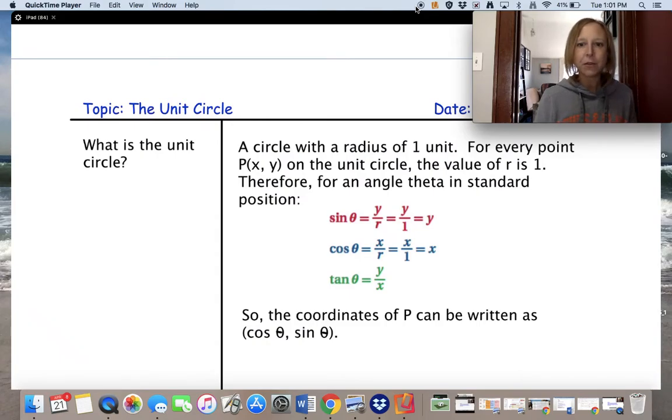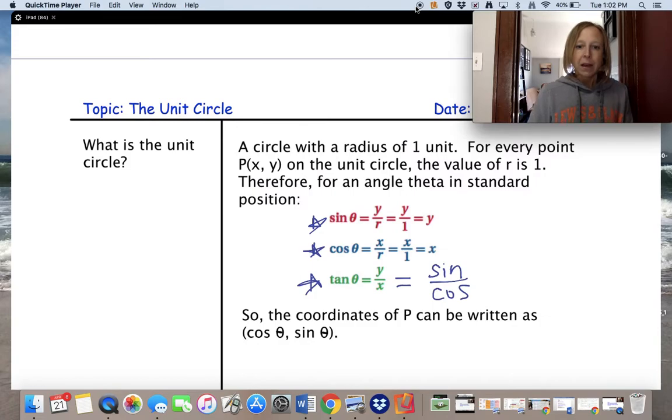Okay, let's go over a few things that hopefully you learned through that activity. First thing I'm hoping you noticed is because that radius was 1, the sine of the angle theta was always equal to the y value. The cosine of the angle theta was always equal to the x value. And then the tangent of the angle theta is always equal to y over x, in other words, the sine over the cosine.